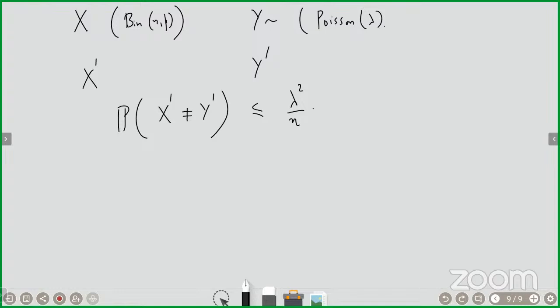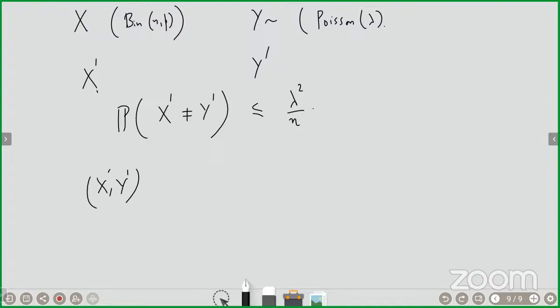Coupling is this: suppose you're given x and y, which have no connection to each other. I will create an x prime, which has the same distribution as x, and a y prime, which has the same distribution as y. And now I can have any arbitrary connection between x prime and y prime. You should really think of it as a joint distribution of x prime, y prime, which is faithful with respect to x, faithful with respect to y, and has an arbitrary joint distribution. What I really want with this arbitrariness is to control the probability that they don't match.